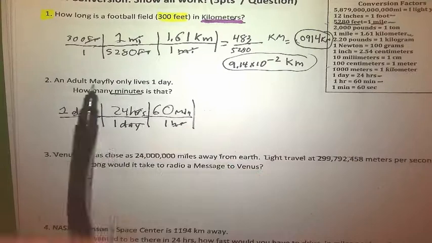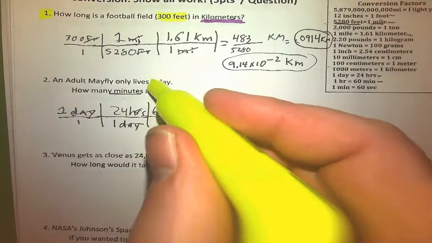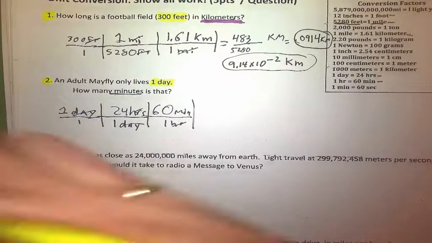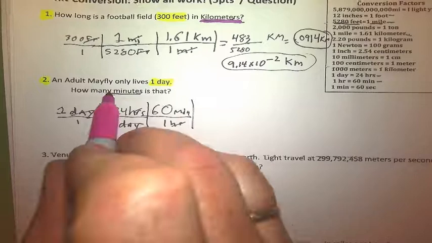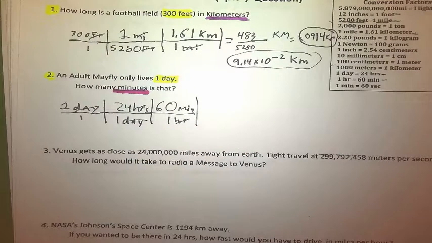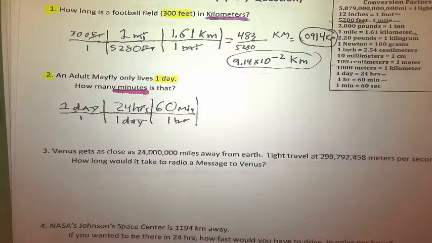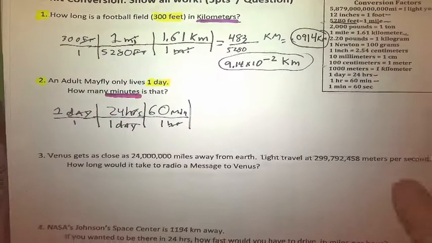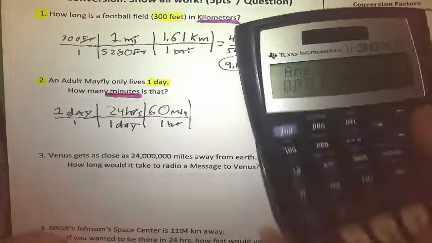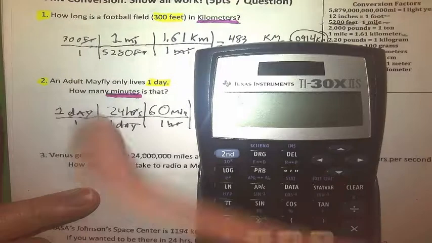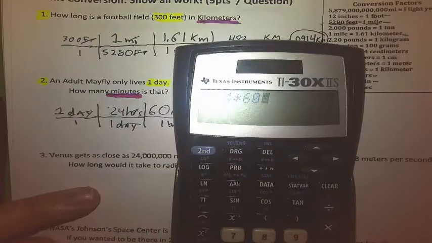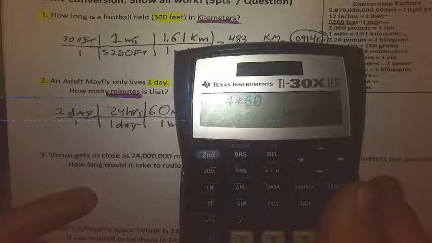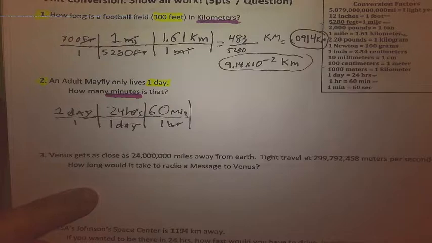That's the answer that I was looking for. Forgot to highlight. 1 day was my given. Minutes was my desired unit. And then bottoms are all 1, so I can kind of ignore those since anything divided by 1 is itself. That leaves me with 1 times 24 times 60, or just 24 times 60 equals 1,440 minutes.